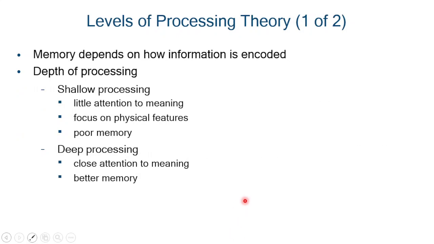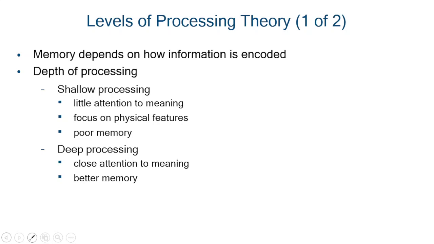Okay, now in terms of our memory or getting the information to our long-term memory, we have what we call the levels of processing theory. Now, in this particular theory, ang sabi niya is memory depends on how information is encoded. So, depending kung paano natin siya in-encode or paano nga natin siya inintindi or paano natin siya pre-process, doon mapupunta yung information na yon. And this is what we call the depth of processing.